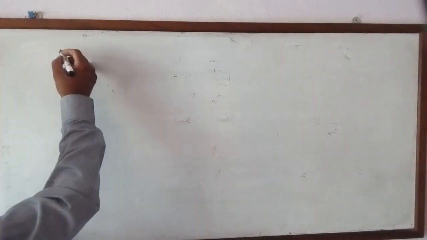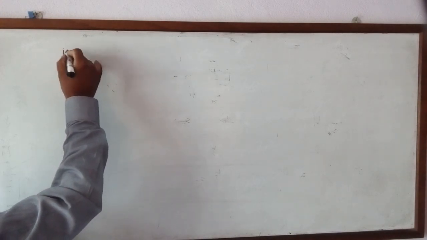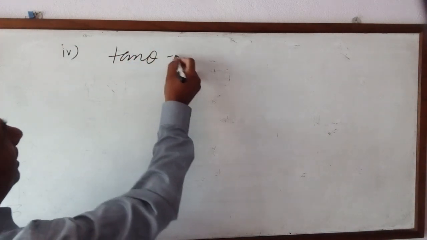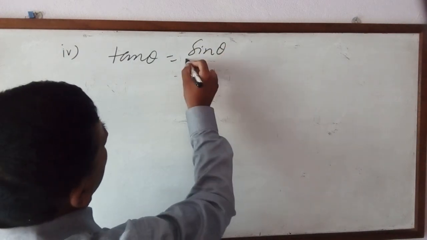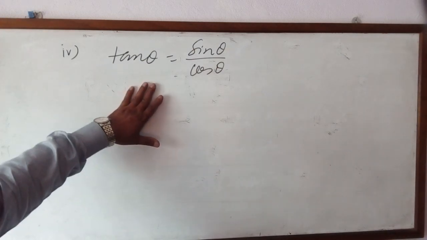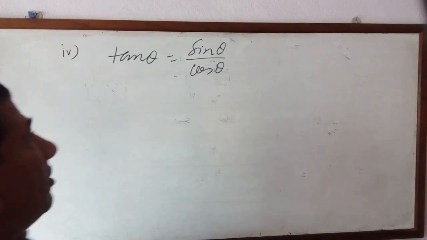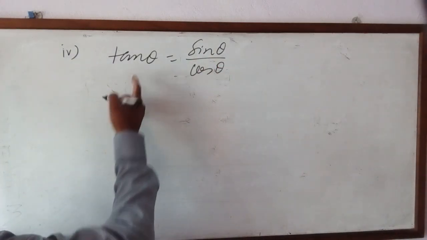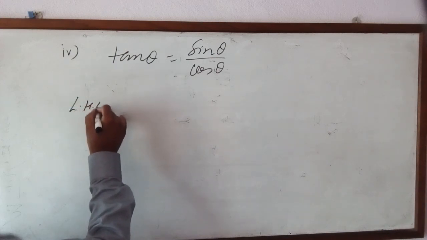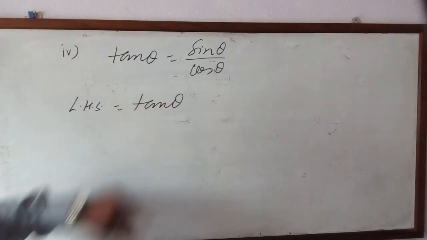Now the next formula. Prove that tan theta equals sin theta by cos theta. This formula is in terms of sin and cos. We are expressing tan theta in terms of sin and cos. Now, left hand side or right hand side? Okay, left hand side, tan theta.